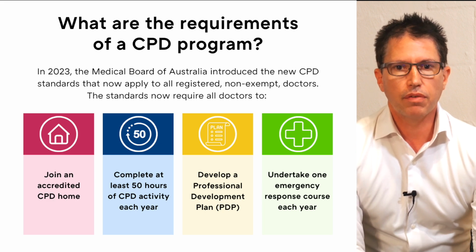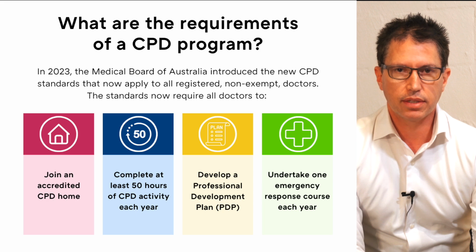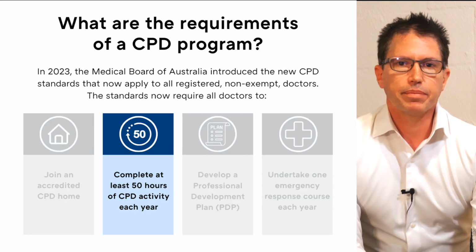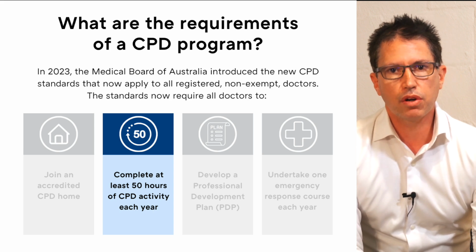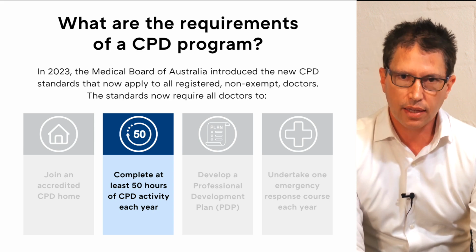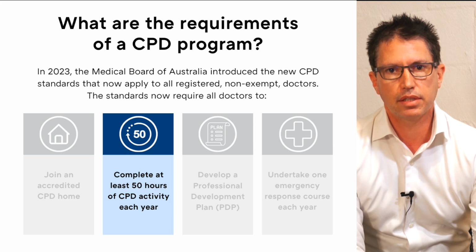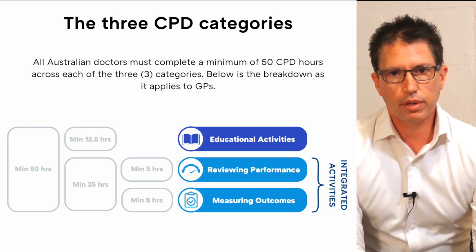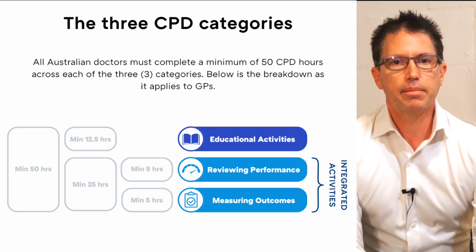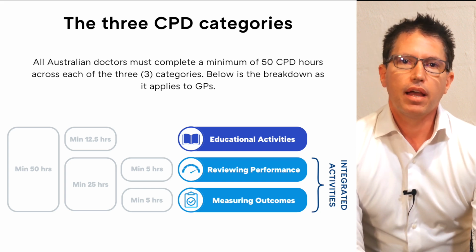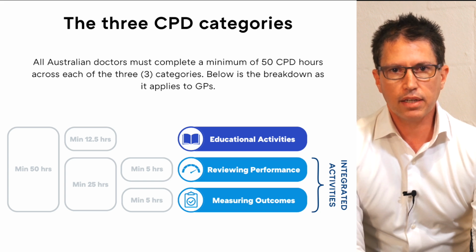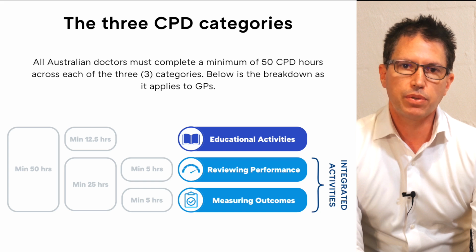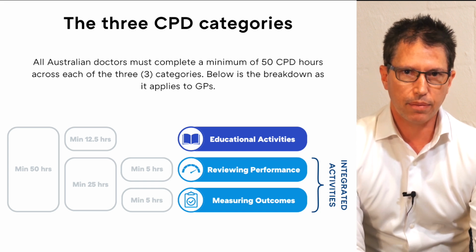But for the purposes of today, we're going to focus on the 50 CPD hour requirements and the activities that make up those hours. From last year, all doctors are now required to complete 50 hours of education across three distinct categories: educational activities, reviewing performance activities, and measuring outcomes activities. As you can see in the graphic here, the exact composition of the number of hours in each of those categories differs between CPD homes.